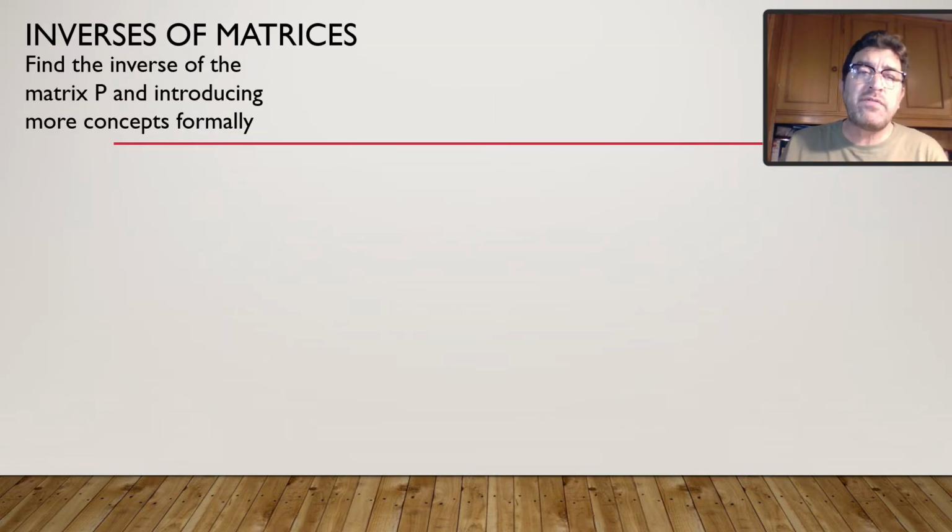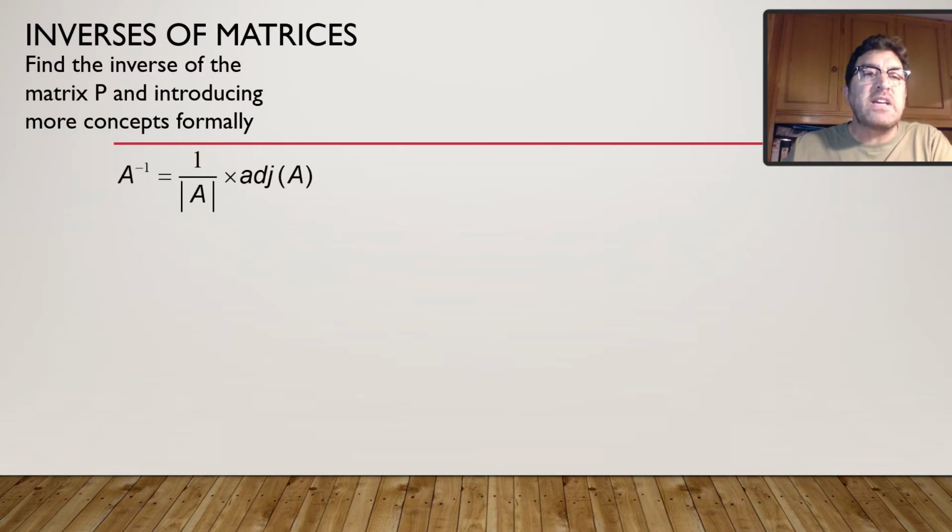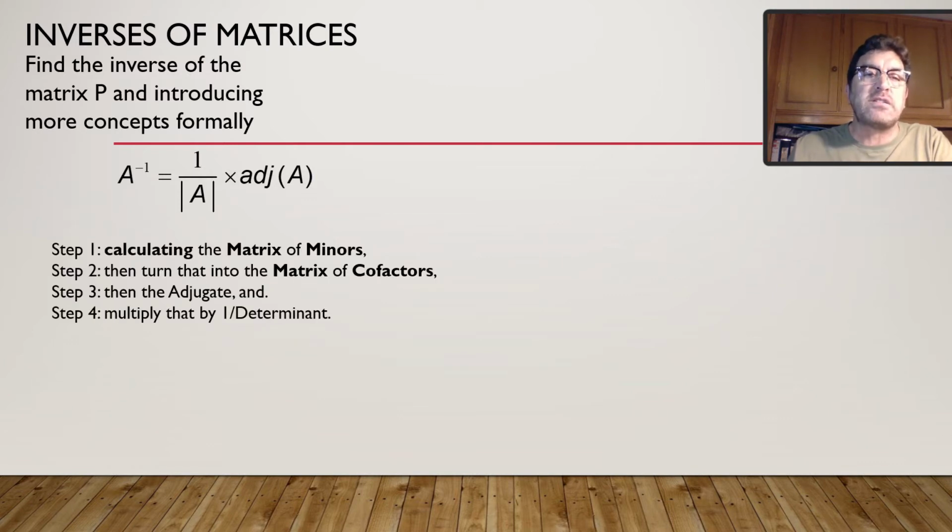Okay, so let's see. We want to find the inverse of a matrix P and we want to introduce more formal concepts. So let's have a look here. That is how we're going to find the inverse. We're going to use the determinant, turn it on its head and then multiply it with the adjoint matrix of A. How do we do that? Well, we're calculating the matrix of minors, then turn it into the matrix of cofactors, then the adjugate, and then we multiply it with the reciprocal of the determinant.